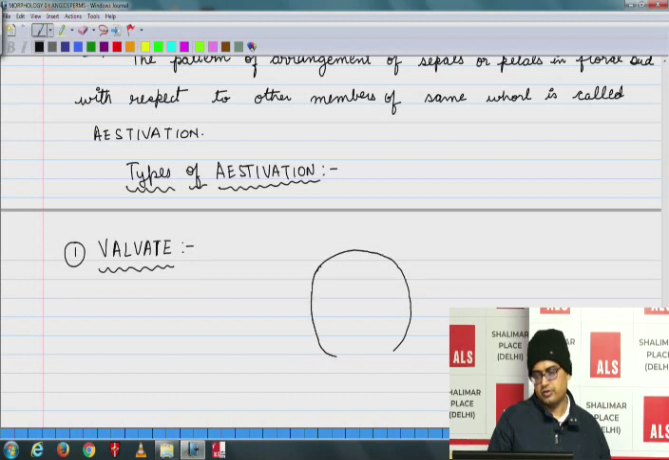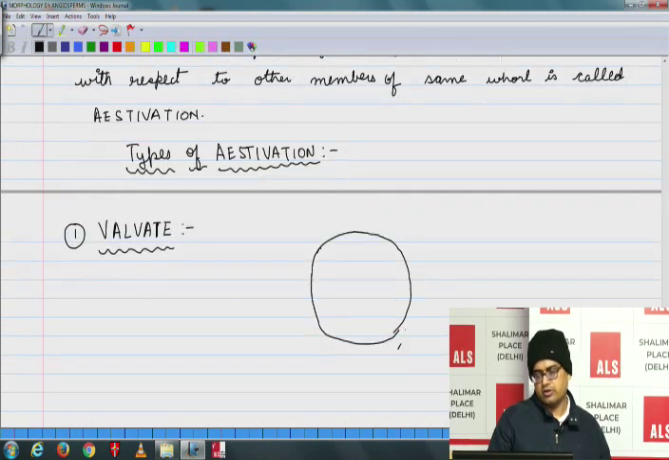So what you can do is, with a pencil you can draw a circle and then draw some margins. Number 1 petal, number 2, number 3, number 4 and number 5.